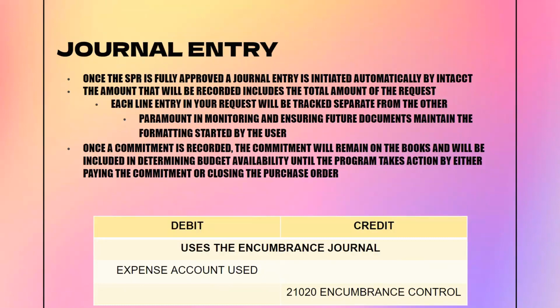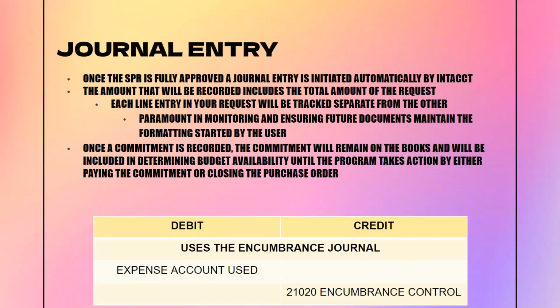So it's important in monitoring and ensuring future documents maintain the formatting you've started with. If we have a requisition with 2 lines and we convert that into a purchase order with 2 lines, when we prepare to make a payment, we need to make sure both of those lines eventually get paid or closed so that the encumbrance will release properly. Once a commitment is recorded, the commitment will remain on the books and will be included in determining budget availability until the program takes action by either paying it or closing the purchase order.